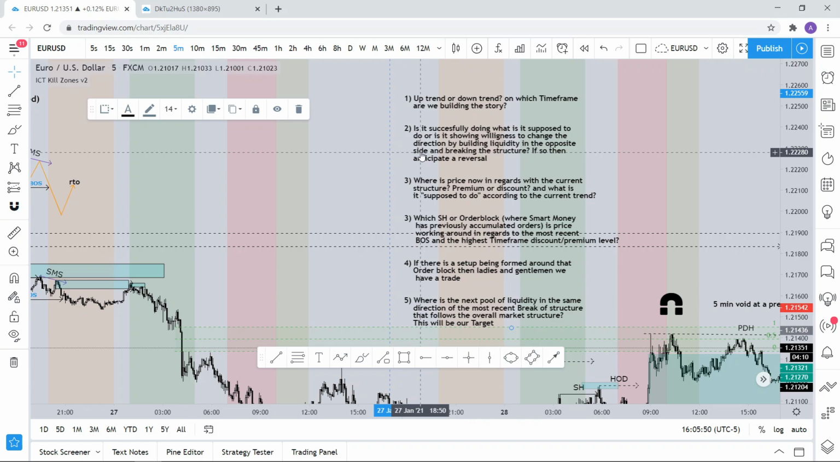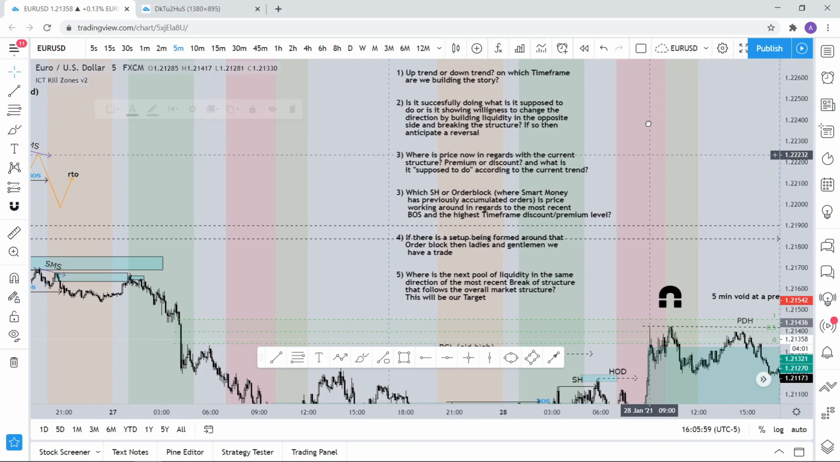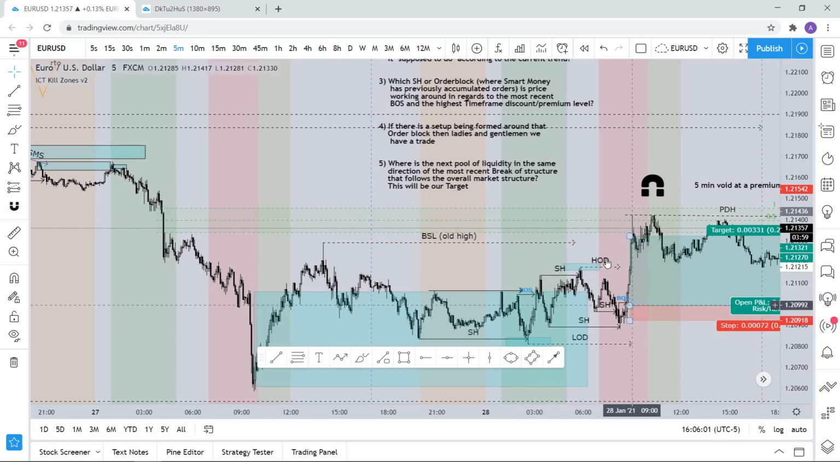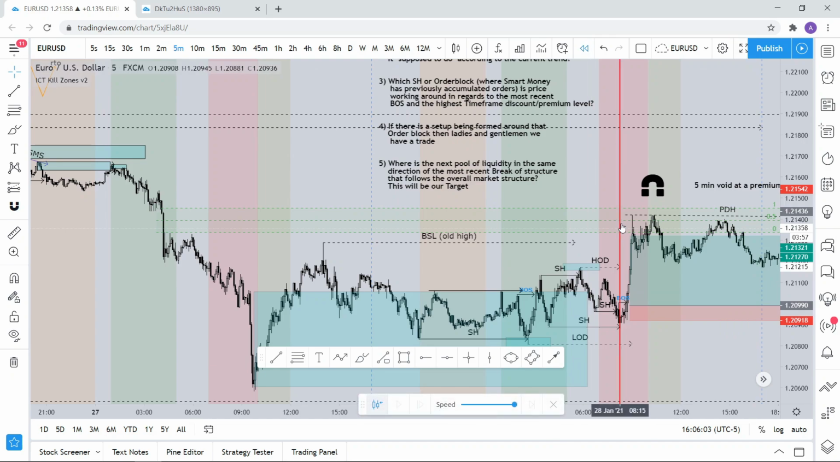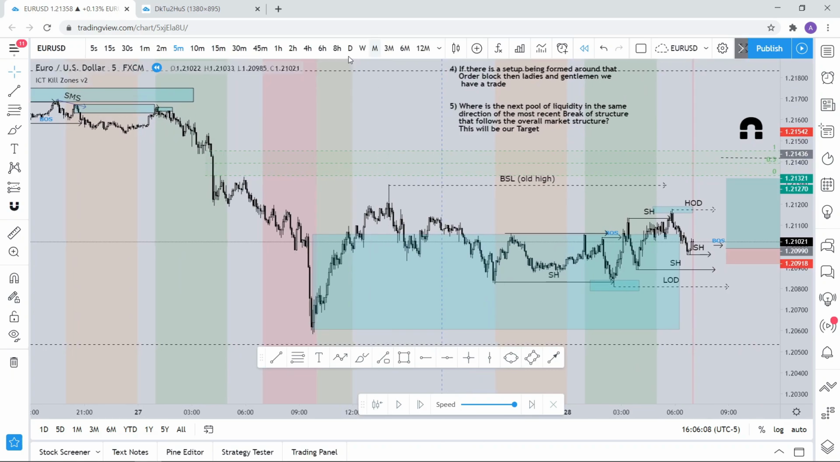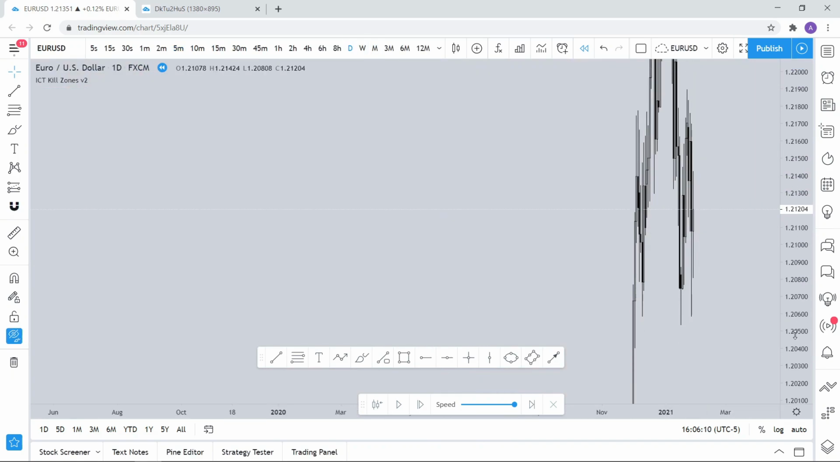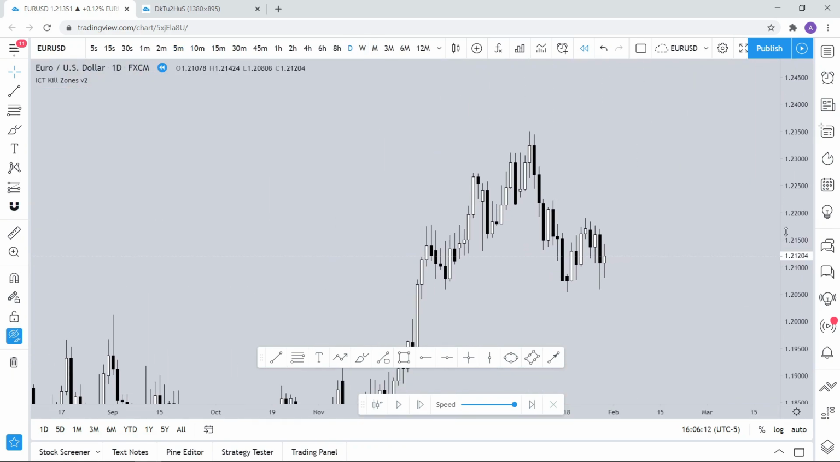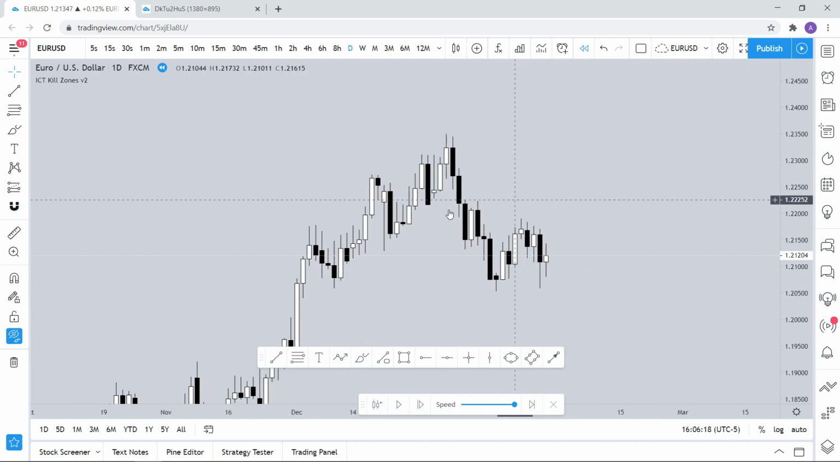So first, the first question we have to answer ourselves is, are we on an uptrend or are we on a downtrend? On which time frame are we building our story for our potential setup? By the time I was looking at this chart, I was around here. Let's look at the daily chart. As you can see on the daily chart, we came from stop hunting this high after this uptrend and then breaking the market structure to the downside. So the direction on the daily chart is to the downside.